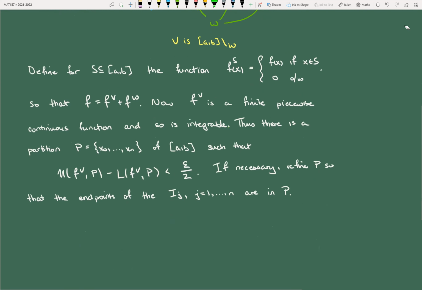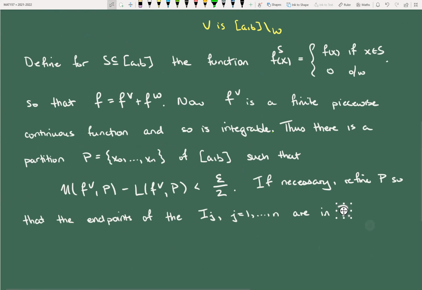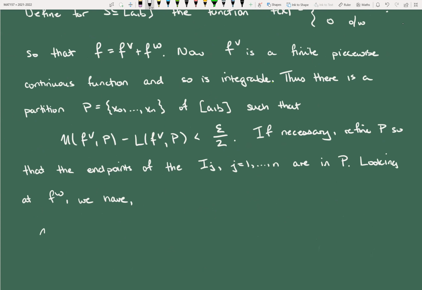Okay, so now I need to bound f_W, right? So now, zoom in a little bit. So looking at f_W, we have U(f_W, P) minus L(f_W, P). So what is that going to be? That's going to be the sum from i equals 1 to N of the sup minus the inf.